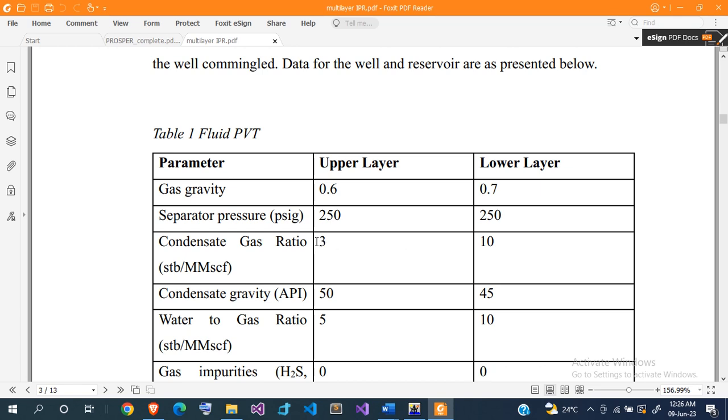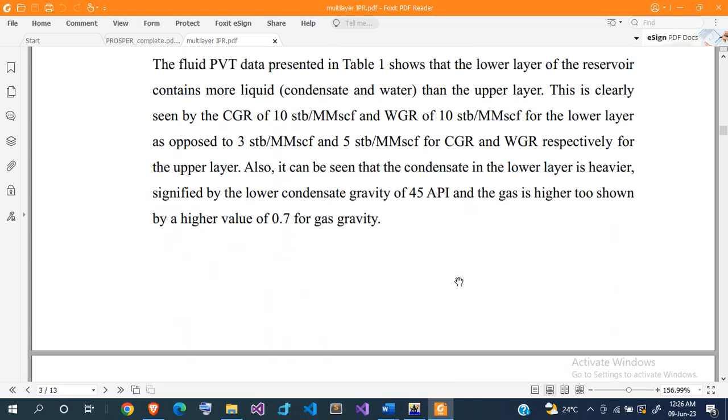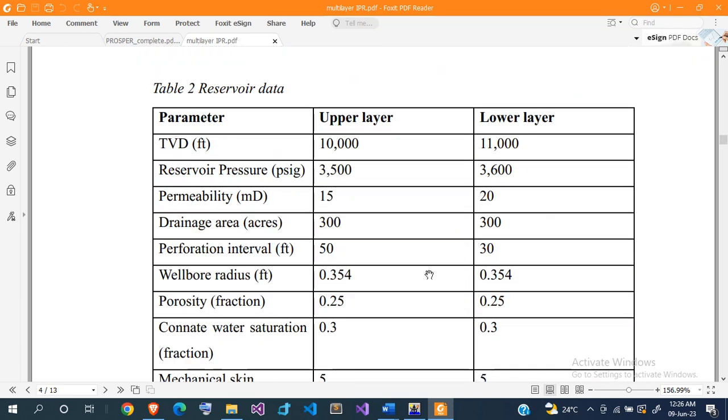Okay, so we have the condensate ratio. For every 1 million scf of gas, you're producing 3 stock tank barrels of oil for the upper section, and then 10 stock tank barrels per 1 million scf of gas for the lower section. Now let's look at the other data.